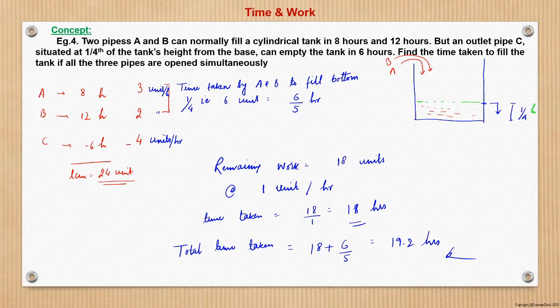The only thing we should be careful about is that when the water is being filled in the bottom 1 by 4 portion, since the outlet pipe is situated at a height of 1 by 4 from the bottom, in this portion this outlet would not be effective. Only when the water level rises above this will the outlet pipe become operational, right?